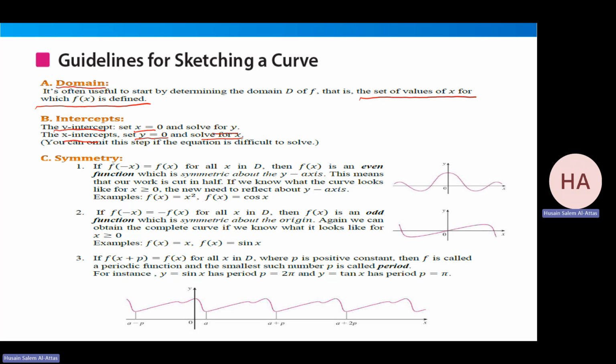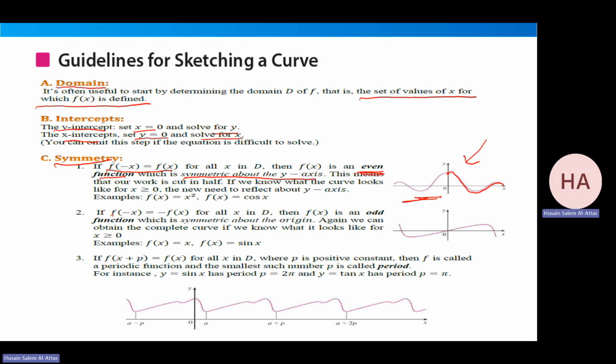Then we have the symmetry. If f of minus x equals f of x, then this function is called an even function, and it will be symmetric about the y-axis. That means if you look at this graph, if I know this side, no need to do any calculation on the other side. I will think about the y-axis as a mirror, and then I graph the other part.